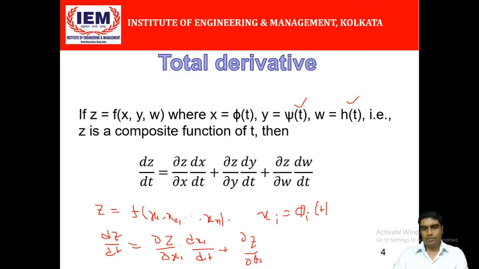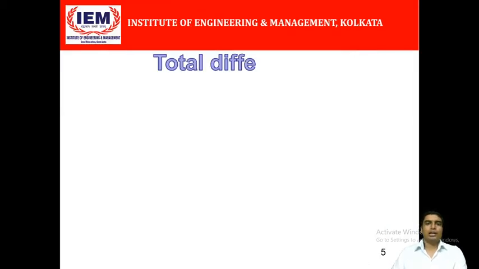And then dx2/dt, and so on. And finally the last one will be ∂z/∂xn and dxn/dt. For the generalized case, you can do this. And this is all. Now, by using this total derivative, another term is total differentiation.